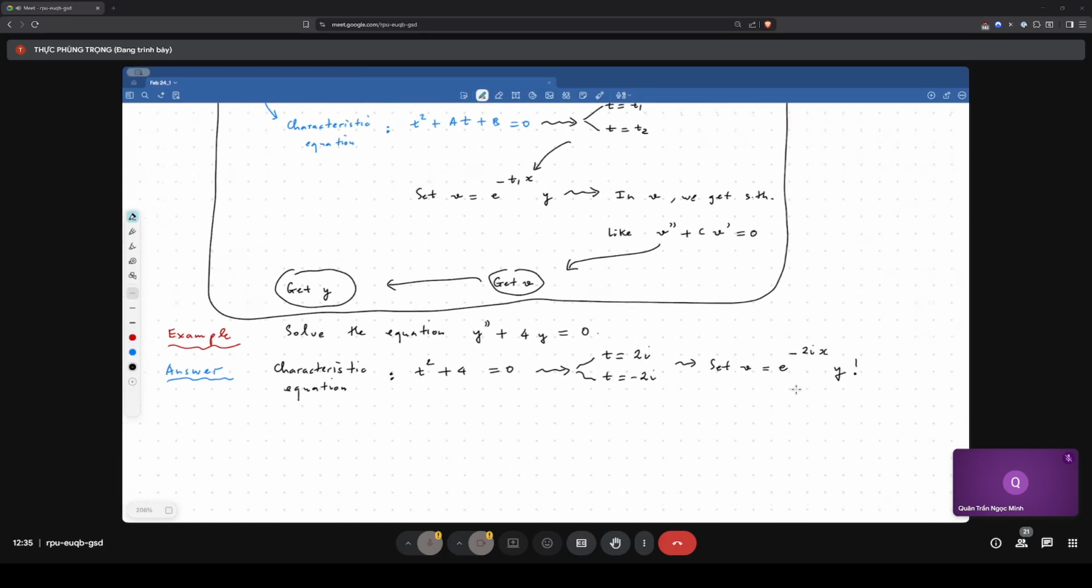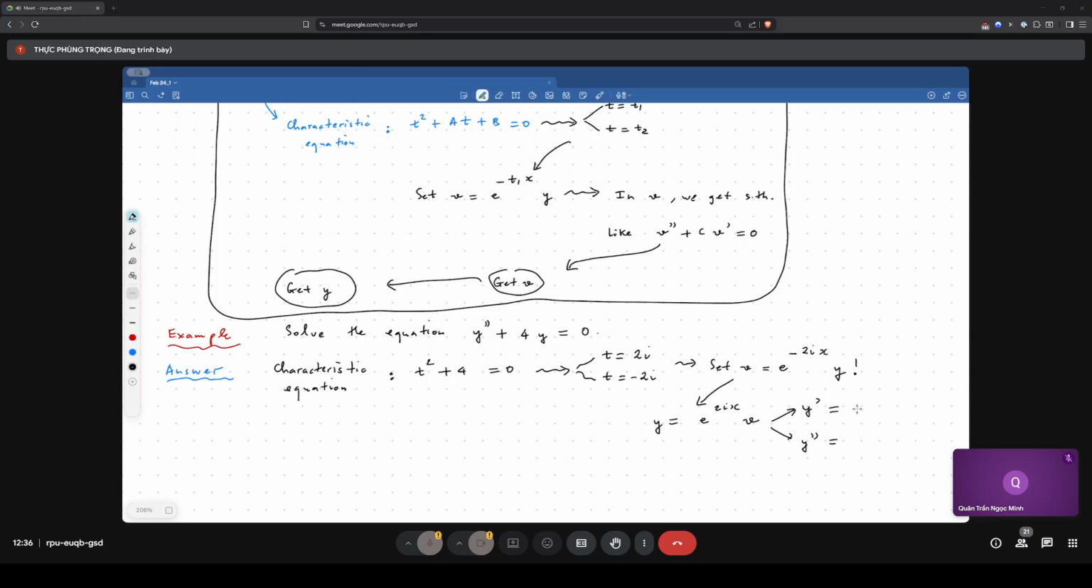Then you want to write y as e to the power 2is times v, and then you differentiate. Why do we do this? We do this because then we put this back into the equation and see what we have in v, right? So differentiate y. Now, when you see i, just imagine that as a constant. Yeah, it's a constant, nothing special.